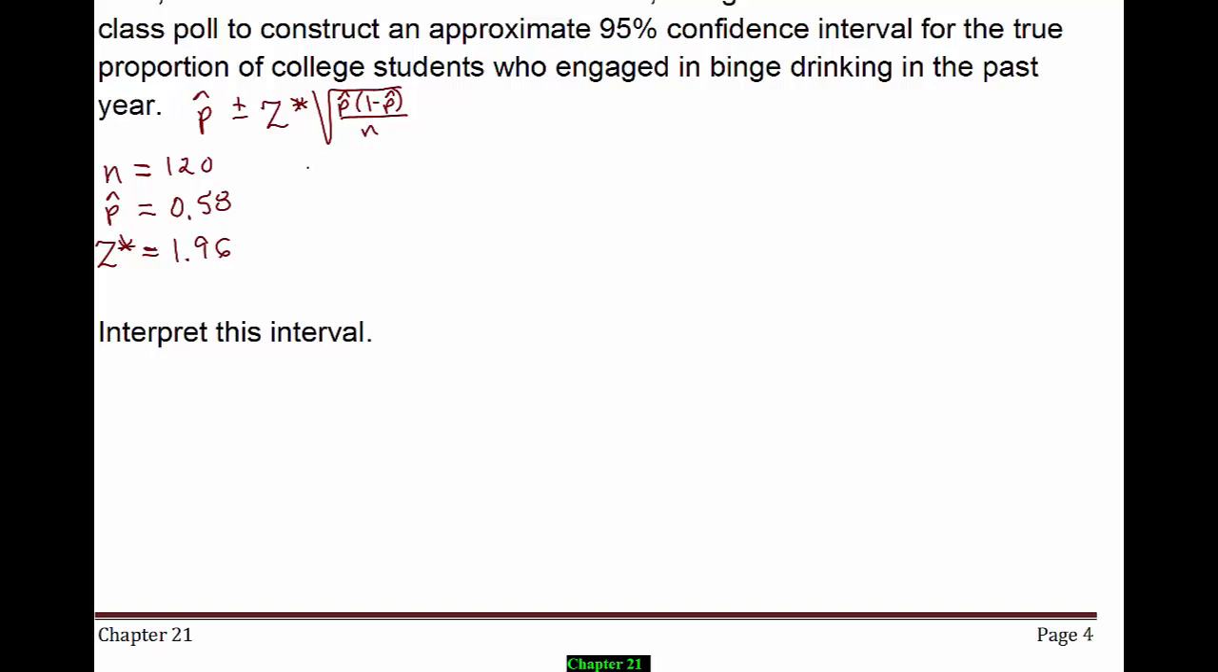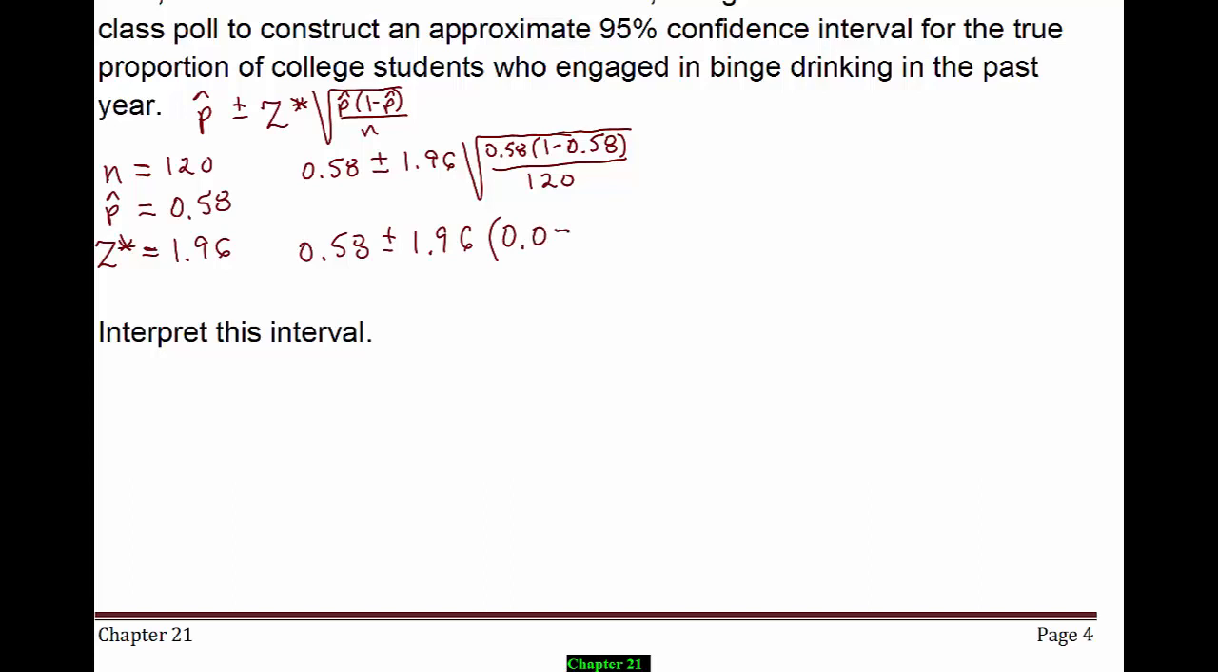So our formula says p-hat, which is 0.58, plus or minus z star, which is 1.96, times the square root of p-hat, which is 0.58, times 1 minus p-hat, which is 1 minus 0.58, divided by the sample size of 120. Copying this down to the next step, we have 0.58 plus or minus 1.96, and then we get to compute that square root. If you punch that in your calculator, you should get 0.045. And we'll take it one step further. 0.58 plus or minus 1.96 times 0.045 is 0.088.